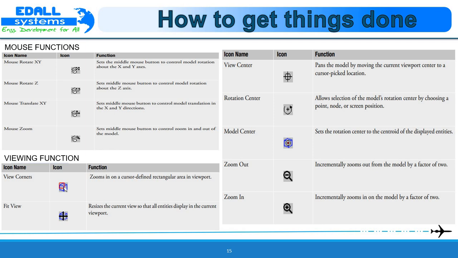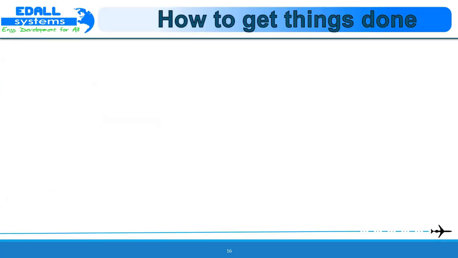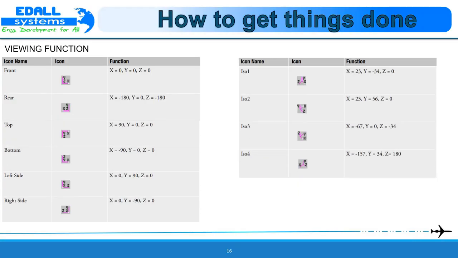Viewing function. The viewing menu located on the top menu bar contains several options for controlling the view of your model in the viewport. A subset of these options are quickly accessible from 2 sets of view icons located on the toolbar. The next set of viewing icons define the orientation of the model in the viewport. By clicking one of the icons below, you can quickly view your model from different angles. The default orientation is a front view. You can read the icon name, look at the icon, and also the function by pausing the video.